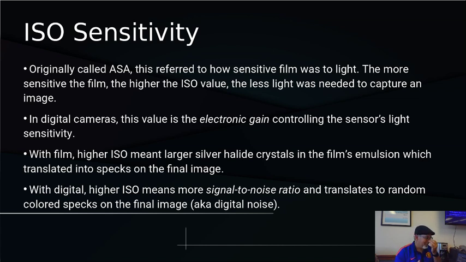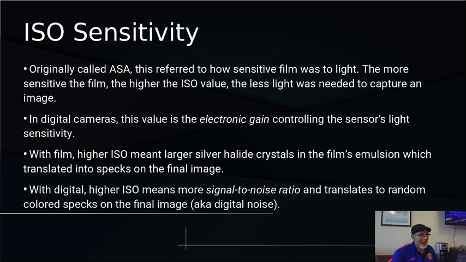It's noise. And that was a term that came from electronics called signal to noise ratio. Well, it's the same thing with digital sensors, digital image sensors. It has a certain amount of light it can capture at its base value.